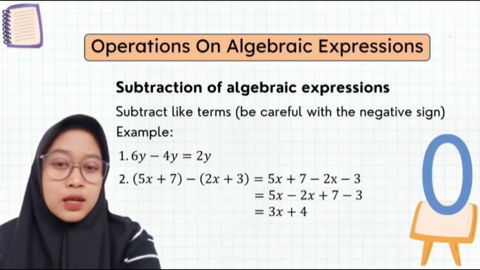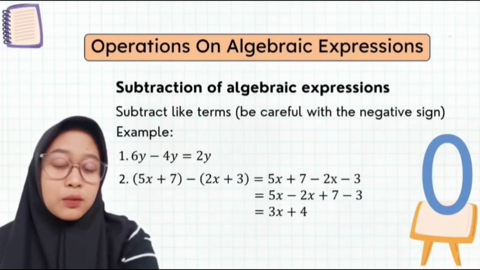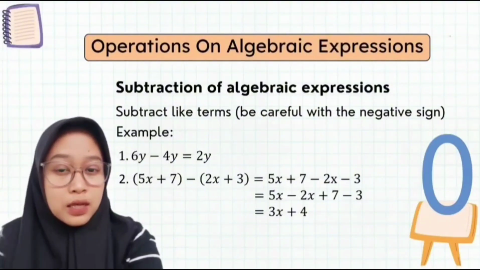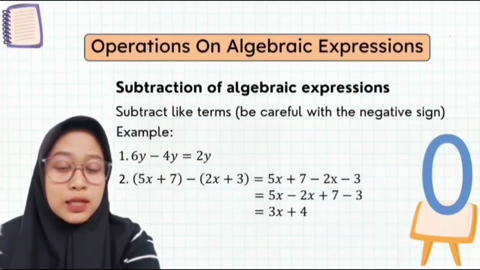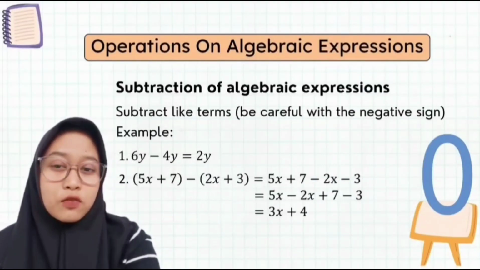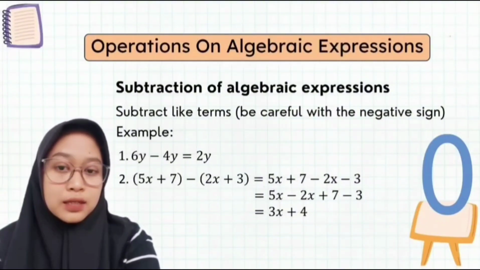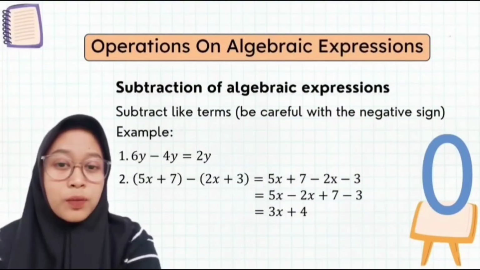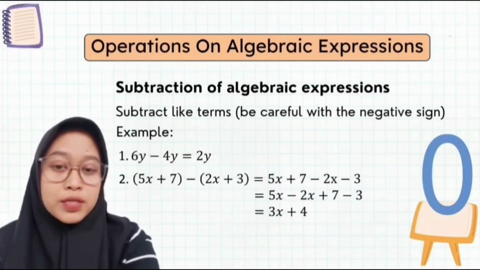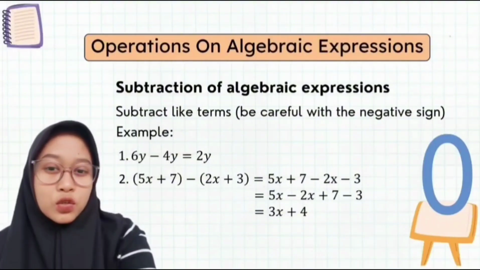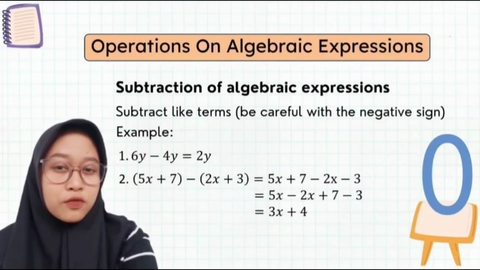Number 2 is in brackets 5x plus 7, minus in brackets 2x plus 3. First, remove the brackets and distribute the minus: 5x plus 7 minus 2x minus 3. Now group like terms: 5x minus 2x plus 7 minus 3. So the final answer is 3x plus 4.